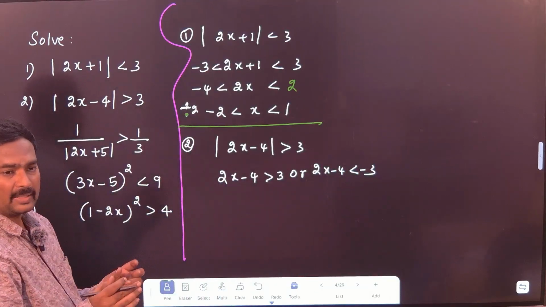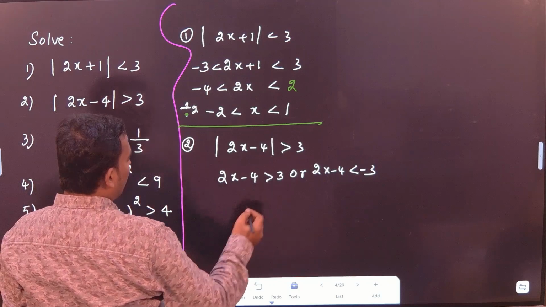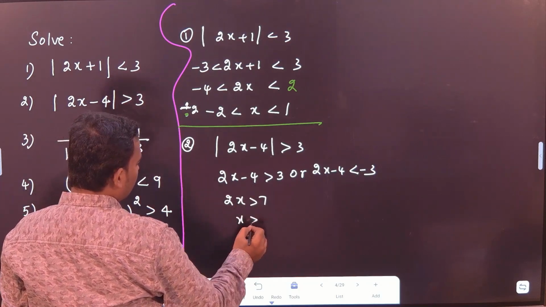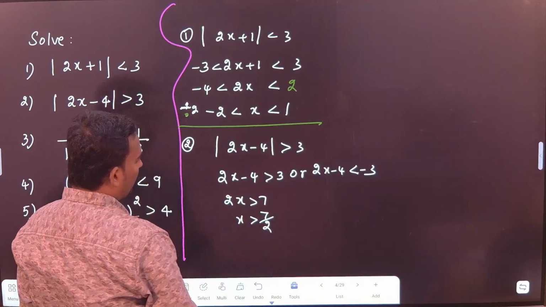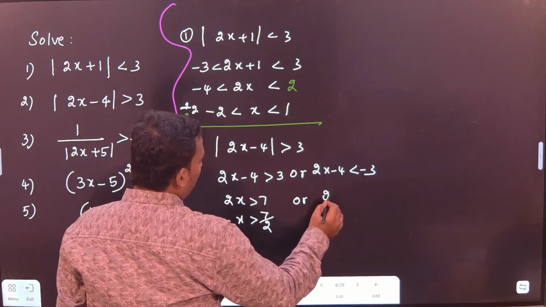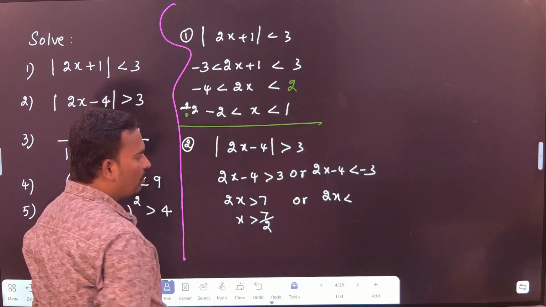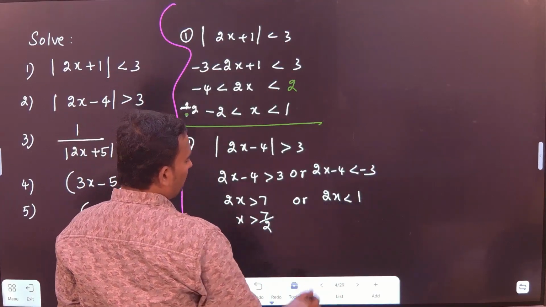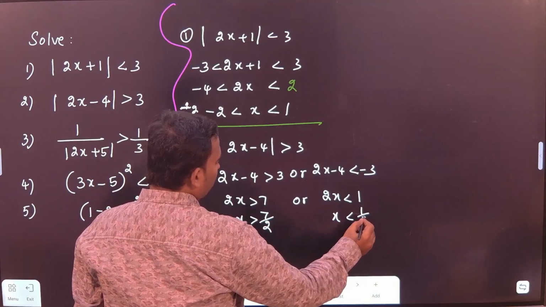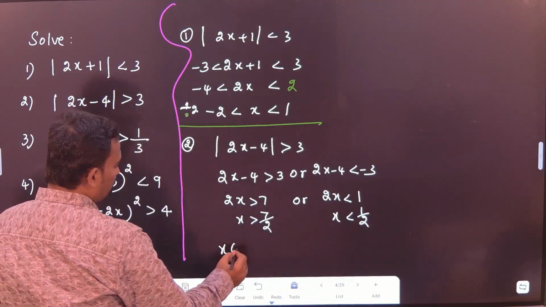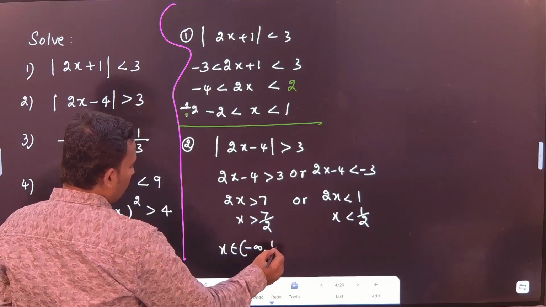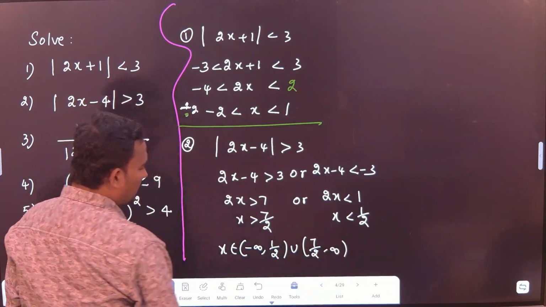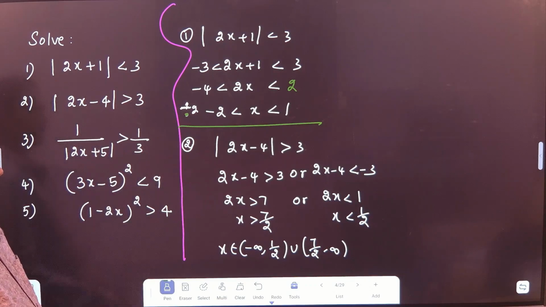So we need to solve for x. What can we do? You can add 4 on both sides. 2x is greater than 7. Therefore, x is greater than 7 by 2. Or 2x is less than, you add 4, minus 3 plus 4 will be 1, right? Therefore x should be less than 1 by 2. So the solution set will be minus infinity to 1 by 2 union 7 by 2 to infinity. Clear? I hope everyone understands, right?